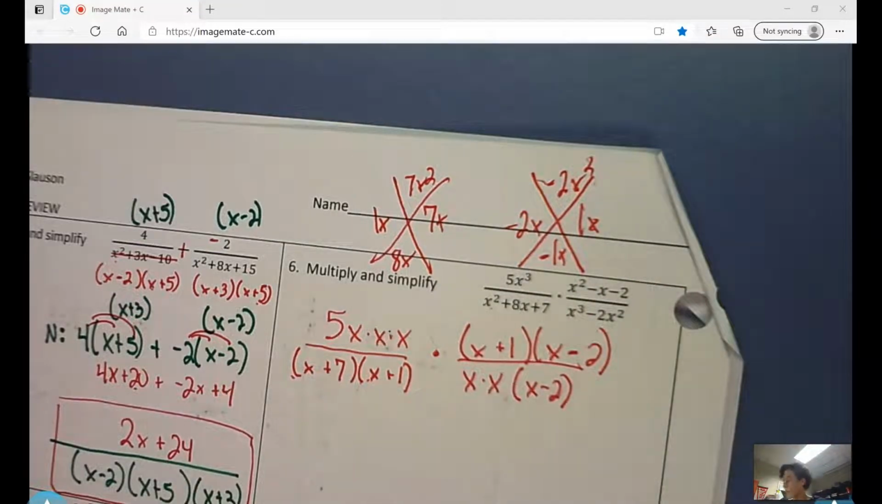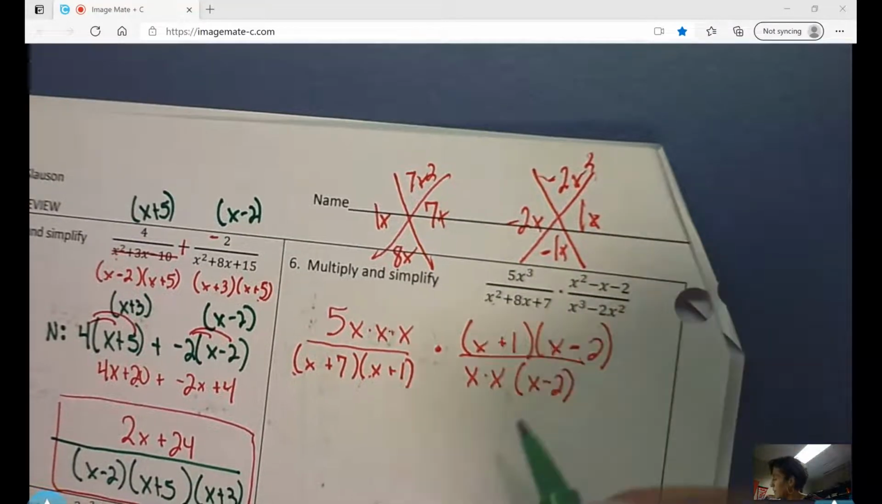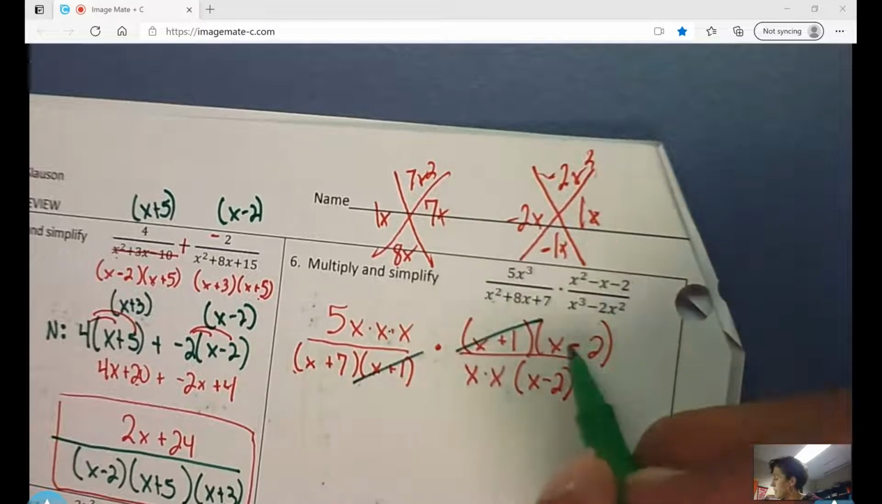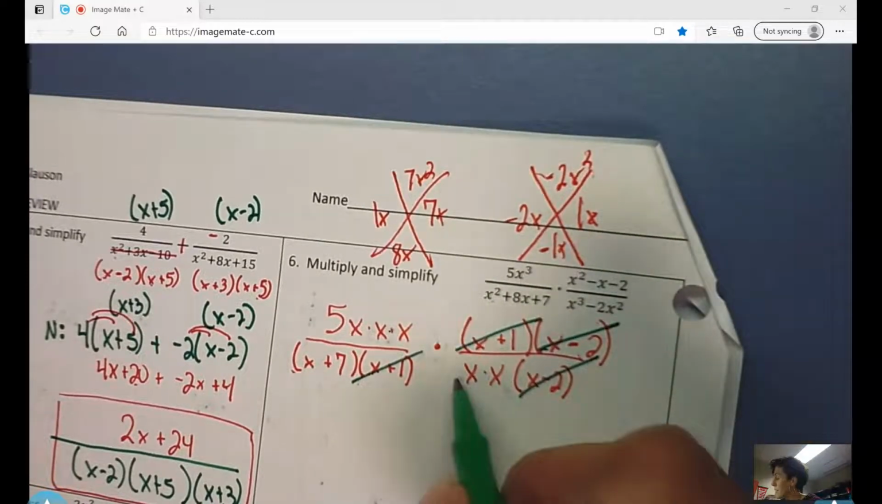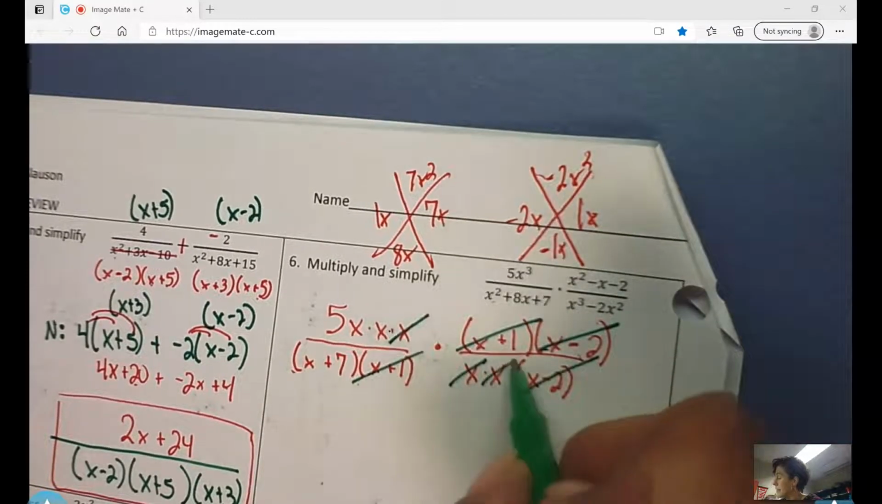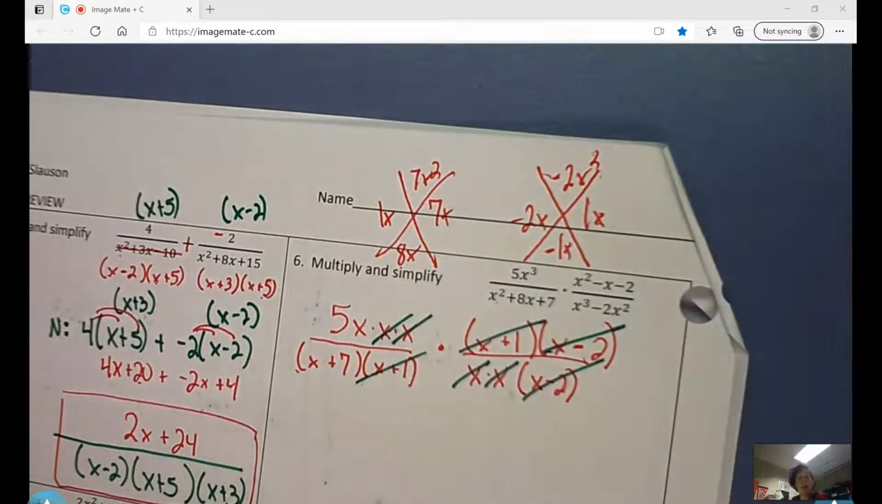And now I'm ready to cross everything off. So an x plus 1 and an x plus 1, an x minus 2 and x minus 2, an x here, an x here, an x here, and an x here. I can cross off those single x's because they're factors. They're hooked together through multiplication.